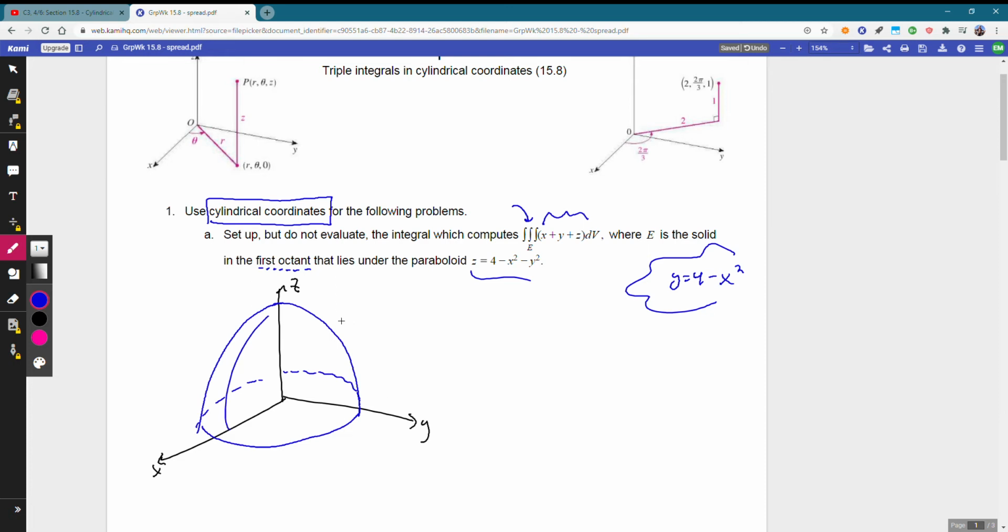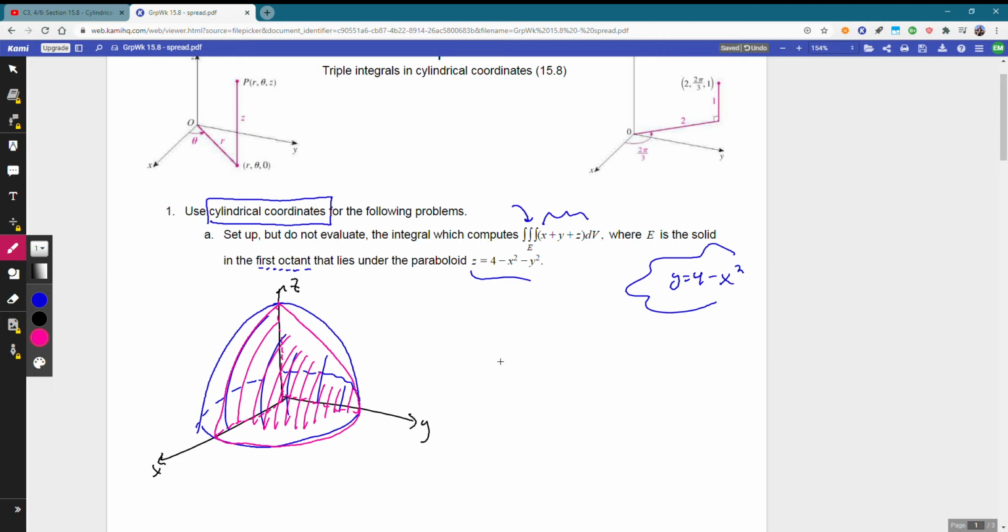And so here's our paraboloid. We want the part that's only in the first octant here right in front of us. And so this paraboloid is going to get cut along the xz plane, the xy plane, and the yz plane. And so we're just going to see a quarter of it, and the backside would be hugging these axes here. All right, so we see this quarter of our paraboloid.